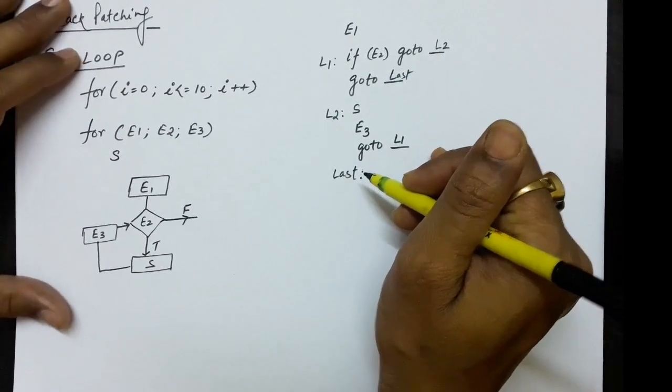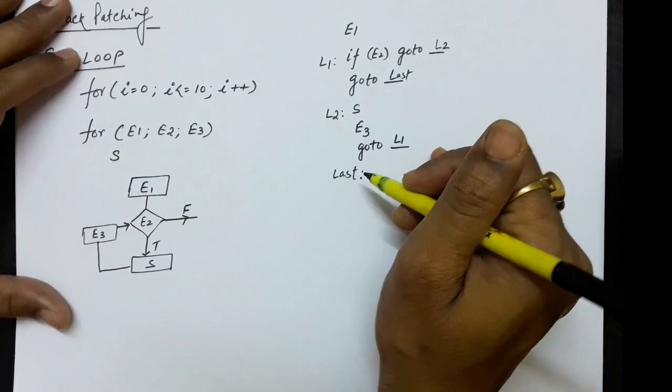The same example, this one. Let's say this is the same example where the statement S is A equals B plus C. Fine. So for I equals 0, I less than or equal to 10, I plus plus. And in every execution of the for loop, A equals B plus C is done. Now, at the very first, we need to do the initialization. So, I equals 0 is done first. After doing this, we need to check the condition I less than or equal to 10 or not.